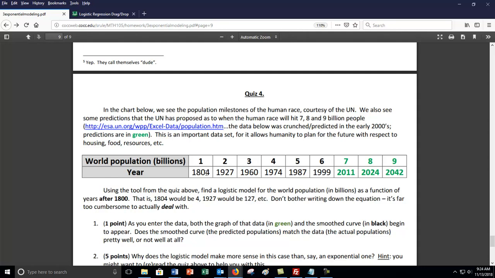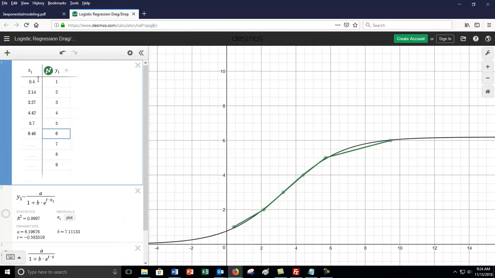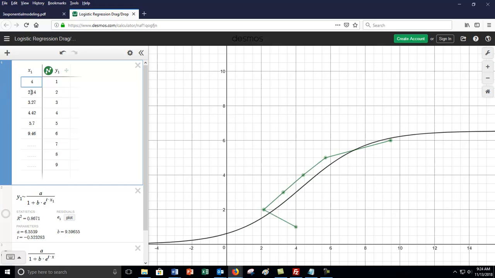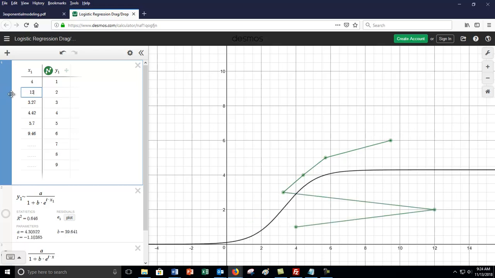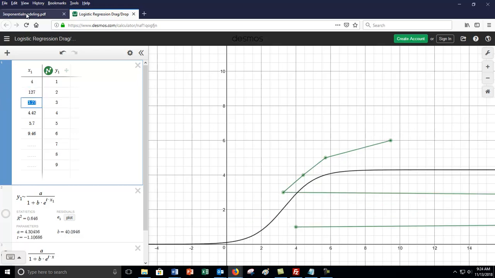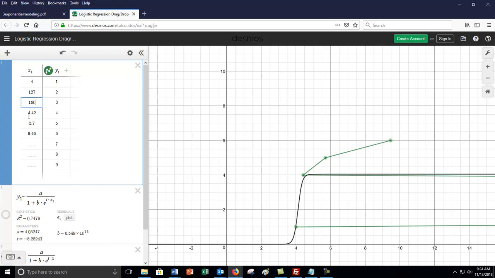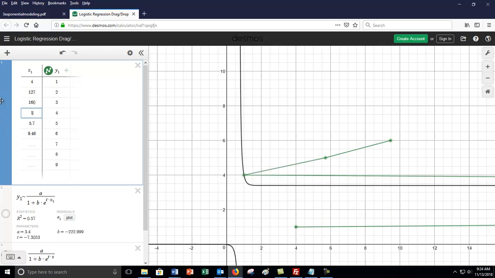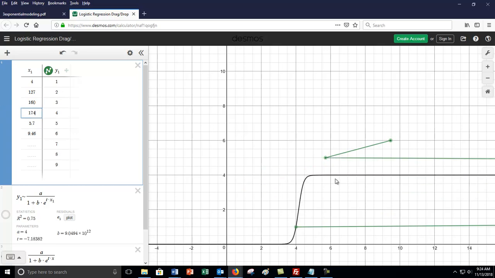So it looks like 4, 127, 160, 174. Let's get that far. 4, 127. Shoot, I forgot it already. 160, 174. And as you see over here, as we're doing this, things are starting to update, which is kind of fun.